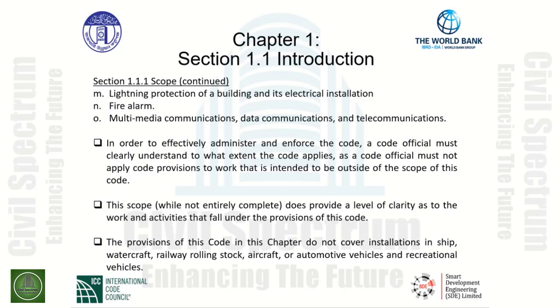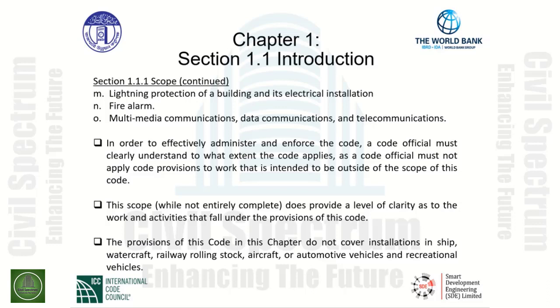Continuing from the list, item M, lightning protection of a building and its electrical installation. Additionally, we have fire alarm requirements, as the scope indicates, within many buildings that are required to be provided with a fire alarm. Finally, item O, multimedia communications, data communications, and telecommunications. In order to effectively administer the code, a code official must clearly understand to what extent the code applies.